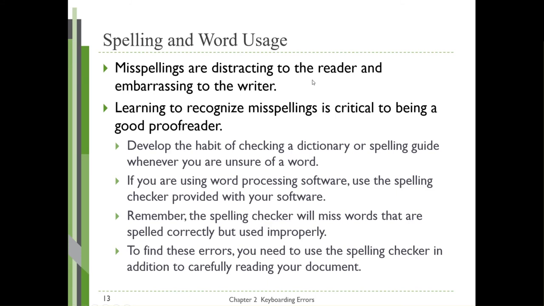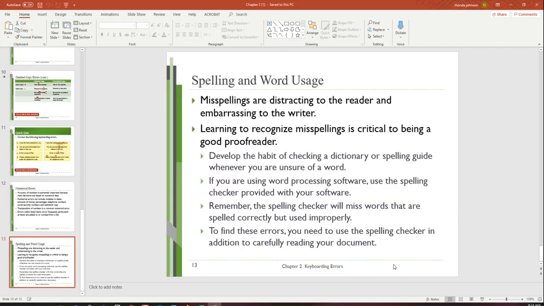Misspellings are distracting. They really are. It catches my eye every time, and I just ask myself, who let that get by? Learning to recognize misspellings is critical. We want to develop a habit of checking the dictionary or a thesaurus. If you're using word processing software, use the spell checker. Don't count on it 100% though. Remember, the spell checker is going to miss words that are spelled correctly, even though they could be being used incorrectly. To find these errors, you need to use a spell checker in addition to carefully reading that document yourself.